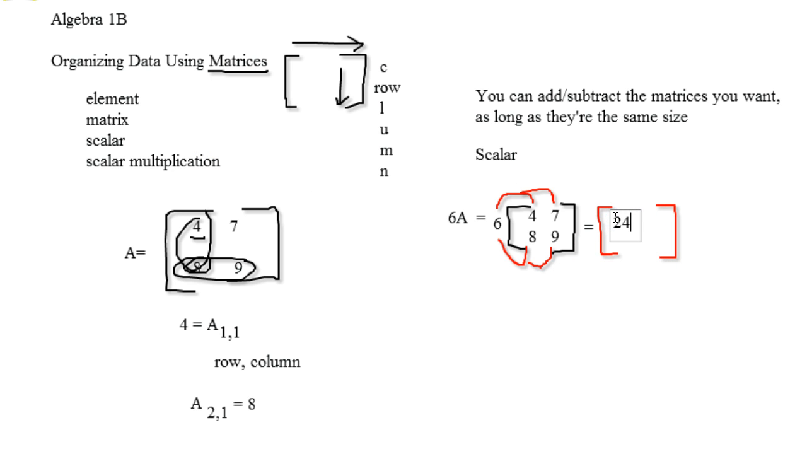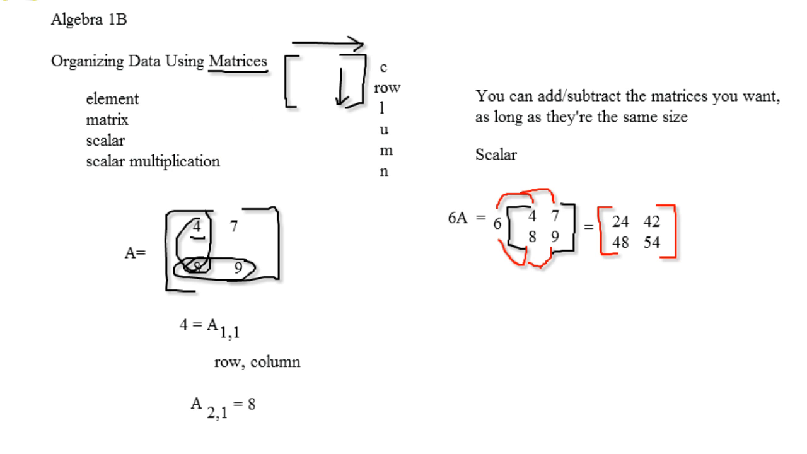We got 24, 42, 48, and 54. And that's what it would look like. So that's what scalar multiplication looks like.